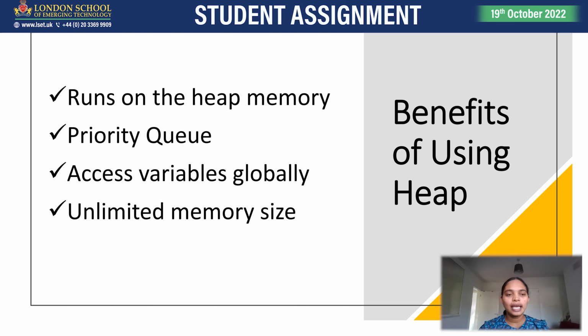What are the benefits of using heap memory? Garbage collection runs on the heap memory to free the memory used by the objects. Heap is also used in the priority queue. It allows you to access variables globally. Heap does not have any limit on memory or size of the variables.